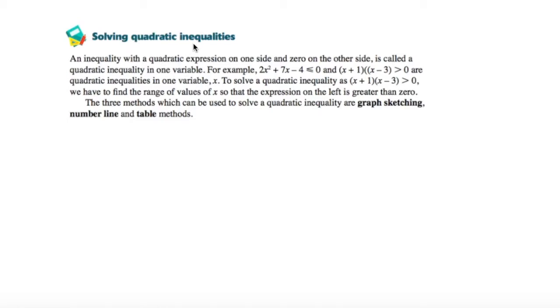Solving quadratic inequalities. An inequality with a quadratic expression on one side and 0 on the other side is called a quadratic inequality in one variable. For example, if 2x squared plus 7x minus 4 equals 0, this one we call a quadratic equation.